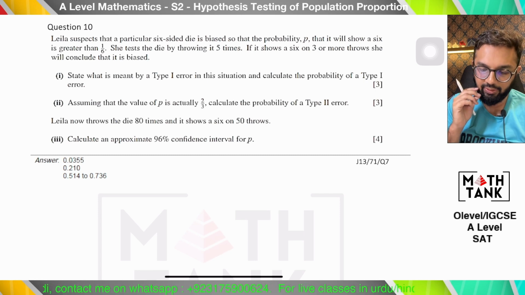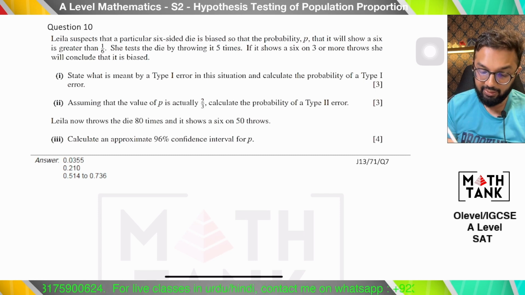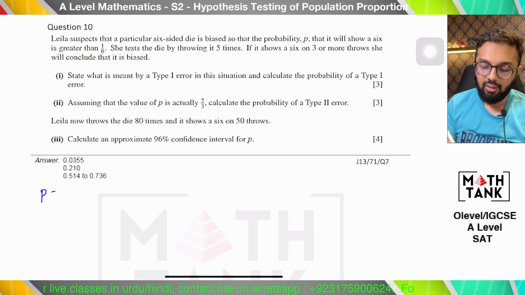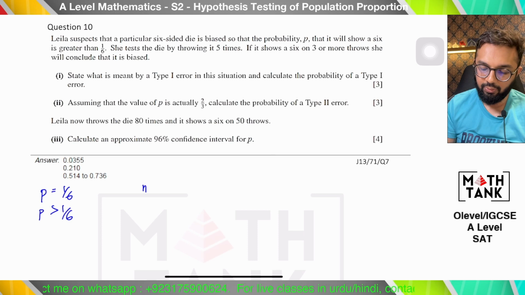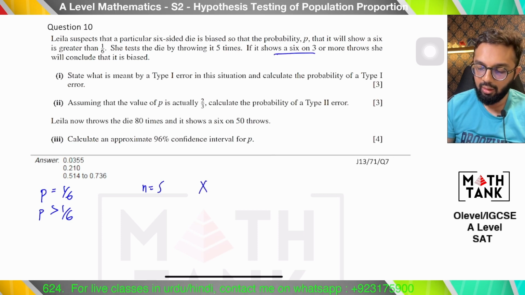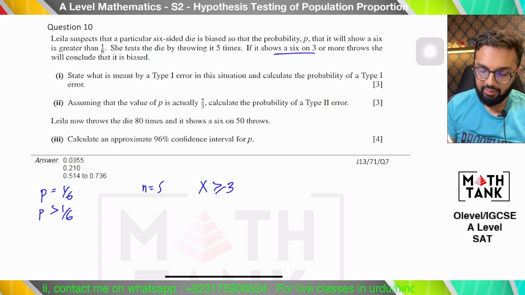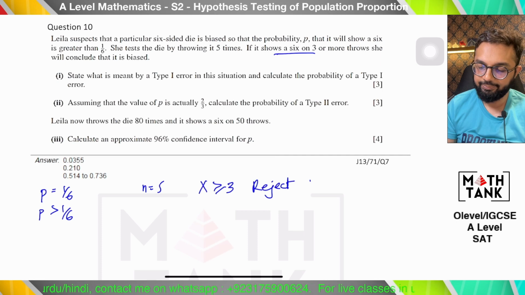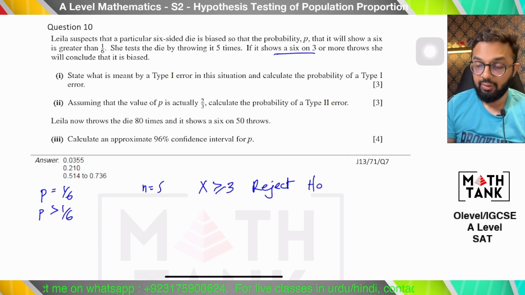It says Lila suspects that a particular six-sided die is biased so that the probability that it will show 6 is greater than 1 over 6. So she tests the die by throwing it 5 times. If it shows a 6 three or more times, she will conclude that the die is biased. So she will reject H naught. So that is my rejection region.